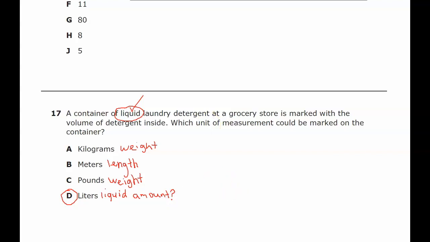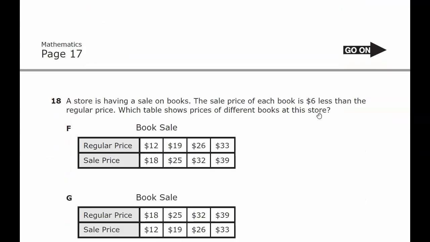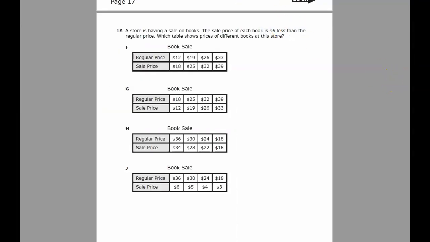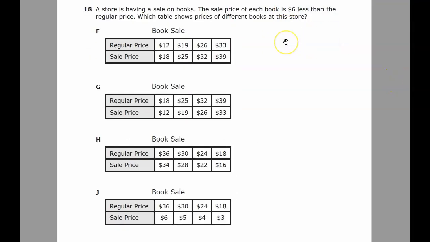Okay. Next question. All right. A store is having a sale on books. The sale price of each book is $6 less than the regular price. Which table shows the prices of the different books at the store? Okay, so the sale price, okay, which is this bottom number right here.